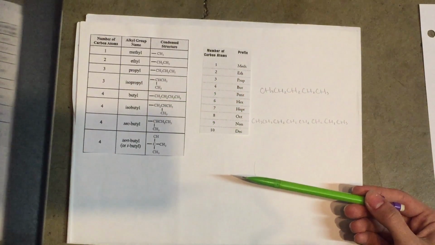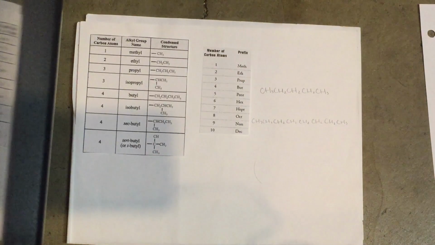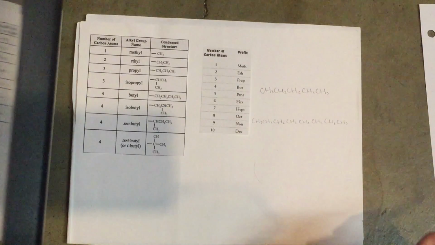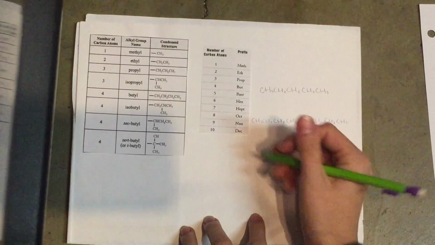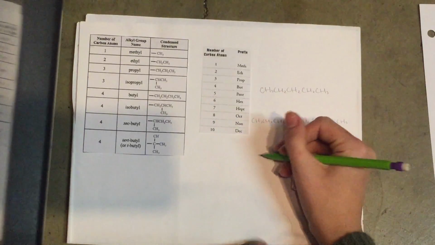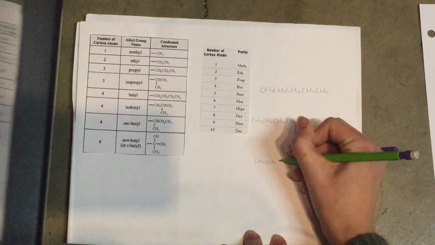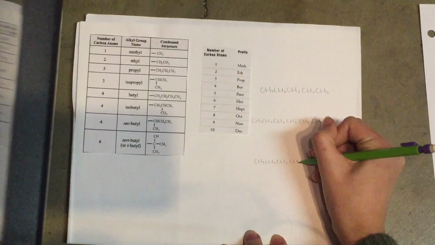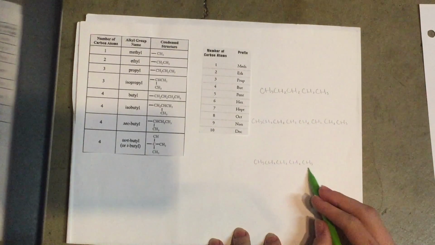Now, these will be placed in front of the prefix to show where and how many carbons are in any substituents. Say we have 2-ethyl pentane. So we start with pentane. Our parent chain is pentane, so that is 5 carbon atoms. There we have our parent chain of 5 carbon atoms, pentane.